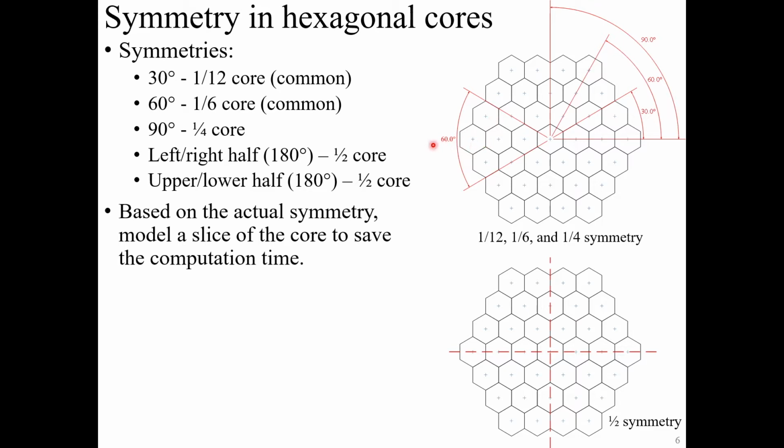Some uncommon symmetry include 90 degree. This is 90 degree or 1/4 of the core. And also 180 degree or 1/2 of the core. For example, you may model the top half or the right half. So based on the actual geometry, we just need to model a piece of the core to save the computation time.